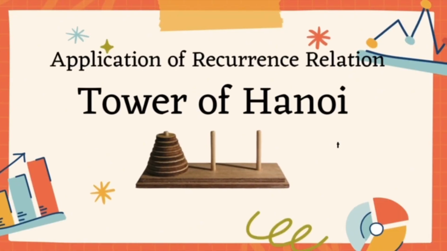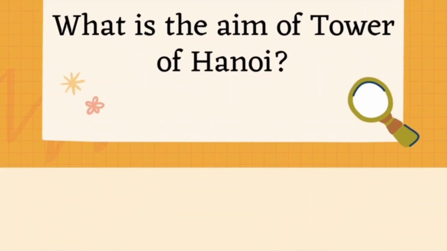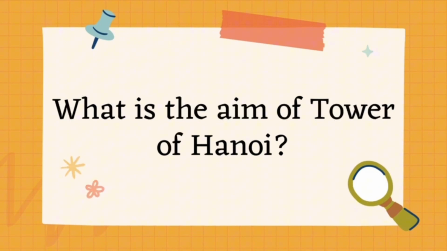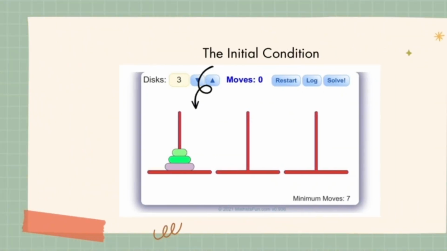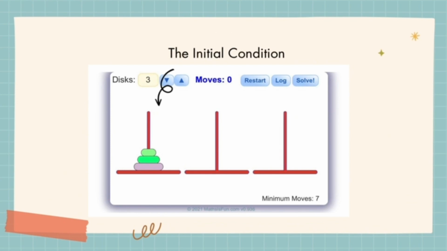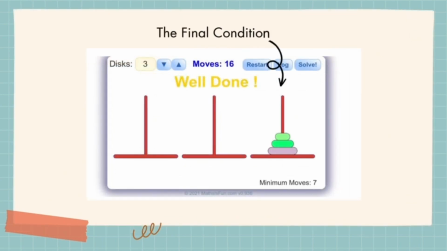Application of recurrence relation, Tower of Hanoi. What is the aim of Tower of Hanoi? From the initial condition, with all the discs stacked on the first rod, we aim to reach the final condition in which all the discs are stacked on the third rod. You can try to simulate it yourself.